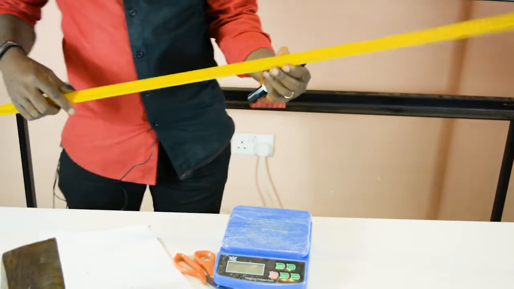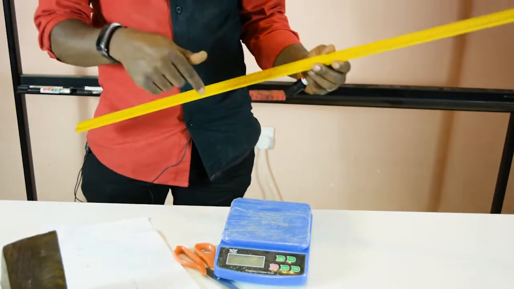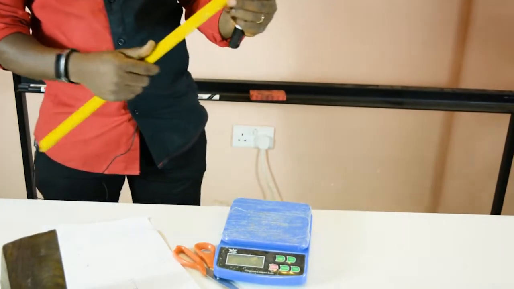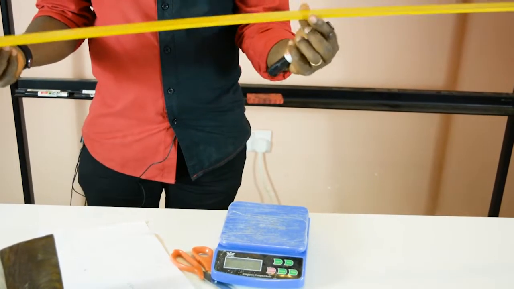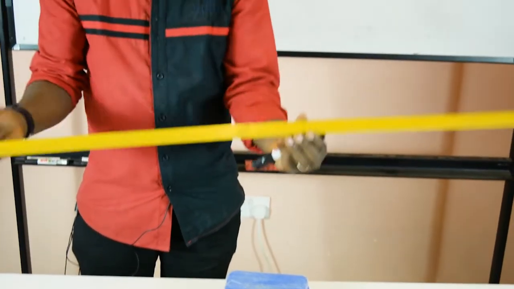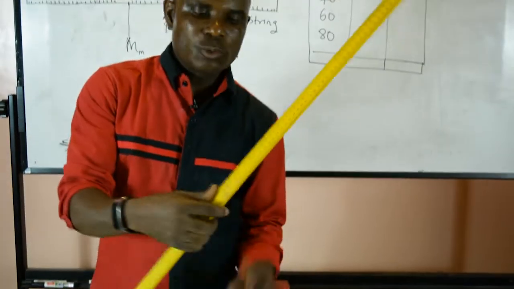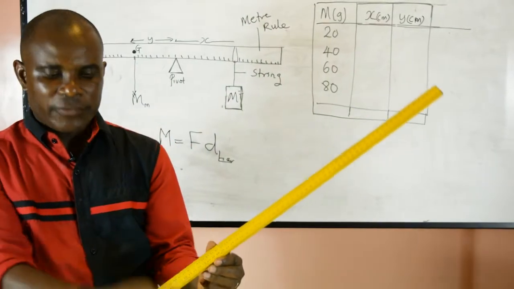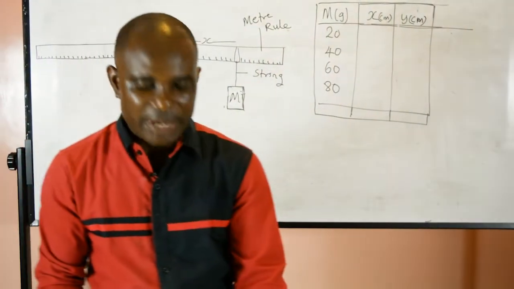So I want to look at the balance, and find the mass of this. We know that the mass of an object is the quantity of matter it possesses. So we want to say what quantity of matter exists in here. I want to find that mass by using my balance here.